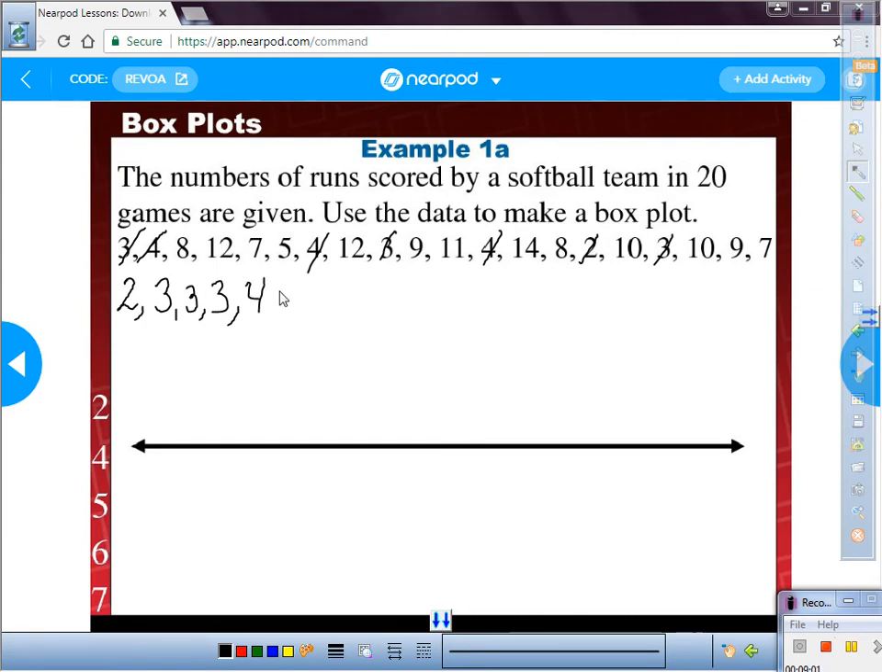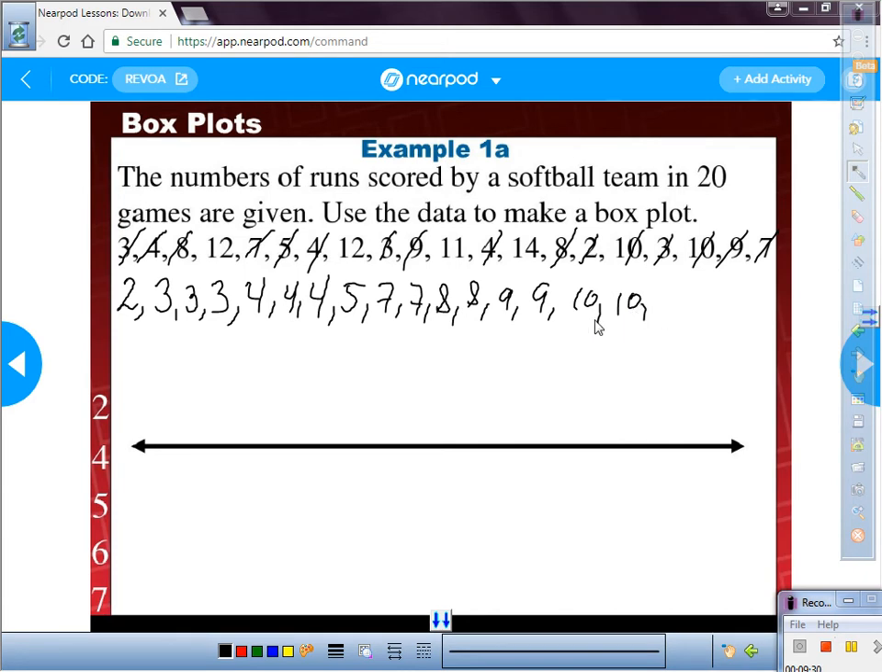So I go 4, 4, 4. From there I go to 5. There's no 6, so it's 7, 7, 8, 8, 9, 9, 10, 10. Then I got 11, 12, 12, and 14.